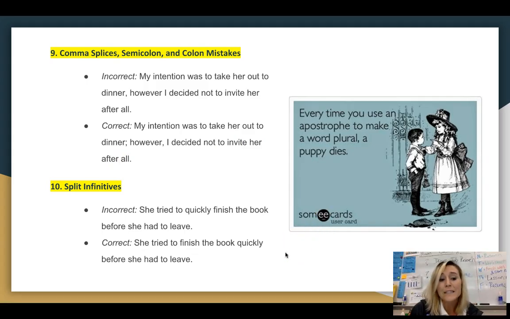And finally, split infinitives, another one that's really hard and really tricky and that they'll focus on more in high school, but I just want you to be introduced to now. Incorrect: She tried to quickly finish the book before she had to leave. I know this sounds correct, but quickly is modifying the wrong thing. She tried to finish the book quickly before she had to leave. That's the correct way to do it. I'm not going to spend too much time on split infinitives, and I'm not going to count off any points on this assignment if you don't understand that yet, because they are going to teach it to you more in high school, okay?